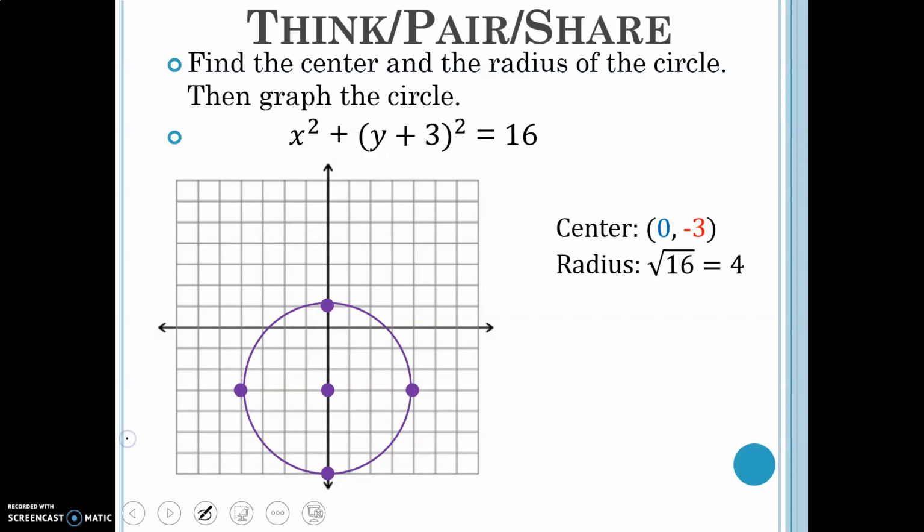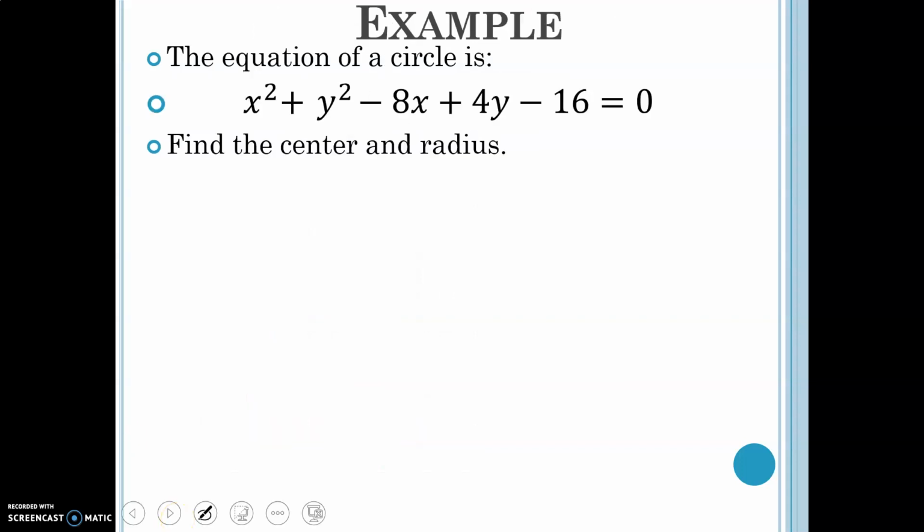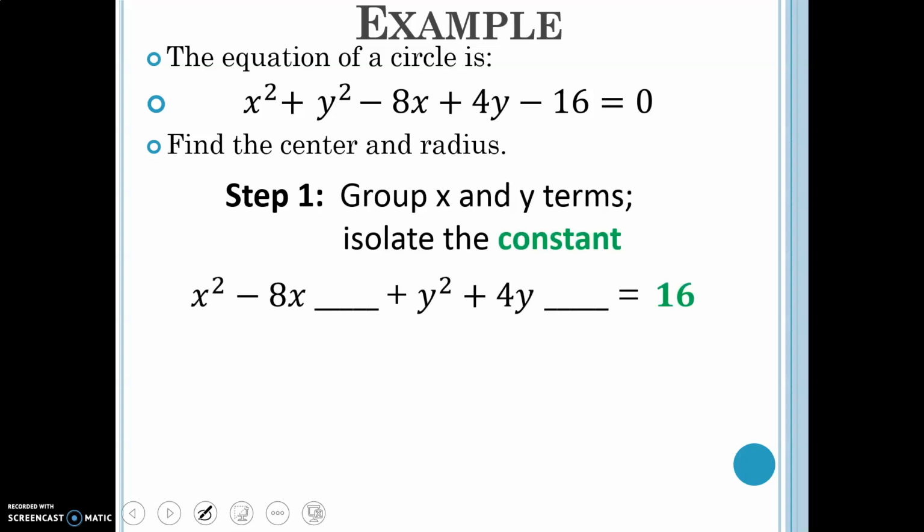Okay, let's go ahead and move on here. Now we're going to get into the technique that I mentioned a little bit earlier, which is called completing the square. You learned this in Algebra 1, and you mainly used it to find the vertex of a parabola, but we can use it to find the center of a circle. These are the steps, so pay close attention.